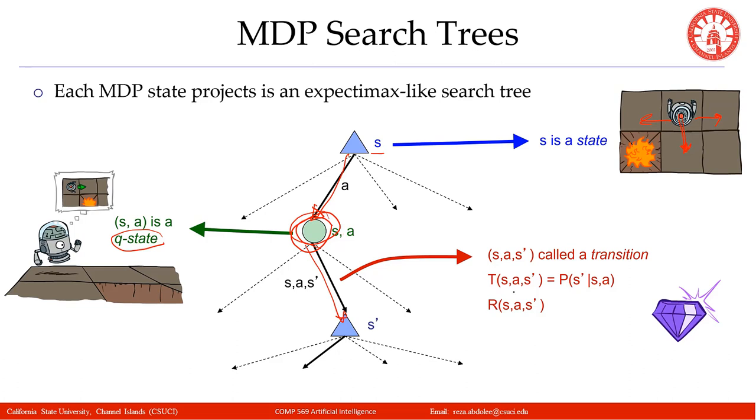Therefore, we are going to have the transition function that tells us, okay, transition from S with action A ending up with state S prime can be described as the conditional probability of being at state S prime given action A and starting from state S. And as we defined, there is going to be some reward associated with this transition at the end.